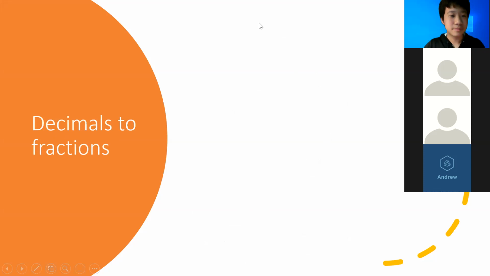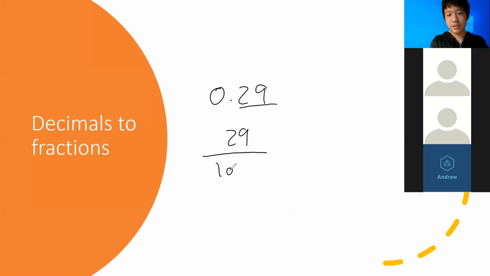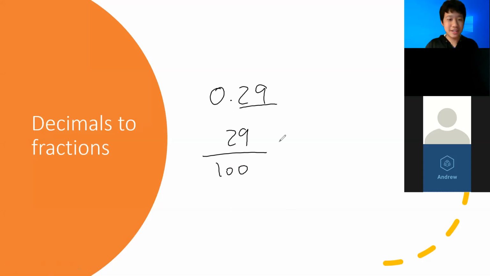Okay. So now we're going to talk about decimals to fractions. All right? So what if I gave you some kind of decimal here, 0.29? How do I turn this into a fraction? Well, this is just 29 hundredths. 29 over 100. And that's it. Right? That's basically how you would turn this decimal into a fraction.